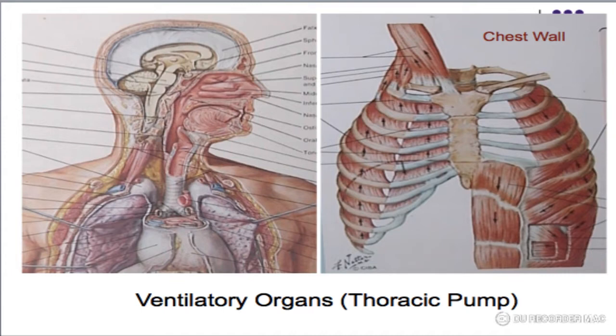So the respiratory system is comprised of organs which may either play a role in ventilation or gas exchange. So pag may problema tayo sa ventilatory suction, our gas exchange will be compromised. So the ventilatory organs, known as the thoracic pumps, are the central and the peripheral nervous system and the chest wall. So it's a bucket effect.